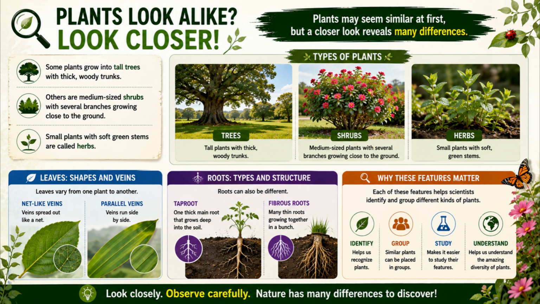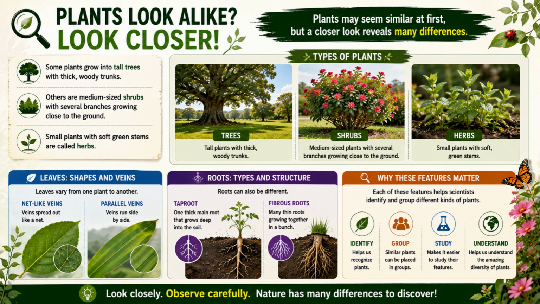Plants may seem similar at first, but a closer look reveals many differences. Some plants grow into tall trees with thick, woody trunks. Others are medium-sized shrubs with several branches growing close to the ground. Small plants with soft green stems are called herbs. Leaves also vary from one plant to another. Some have veins that spread out like a net, while others have veins running side by side.